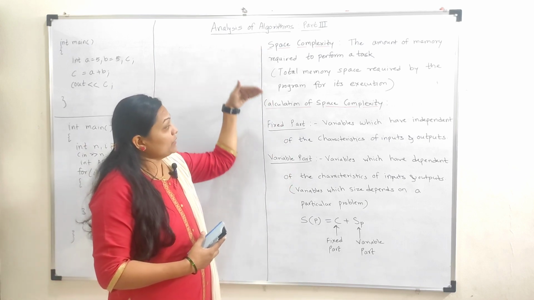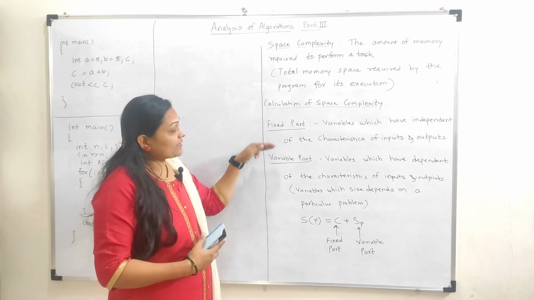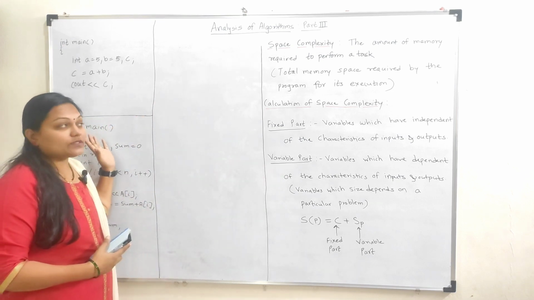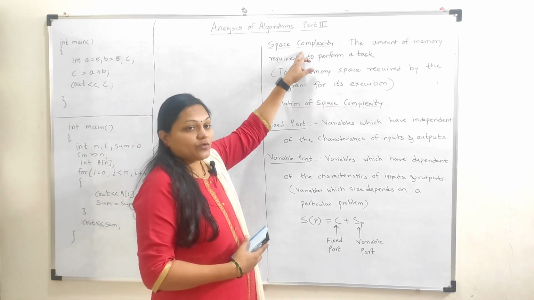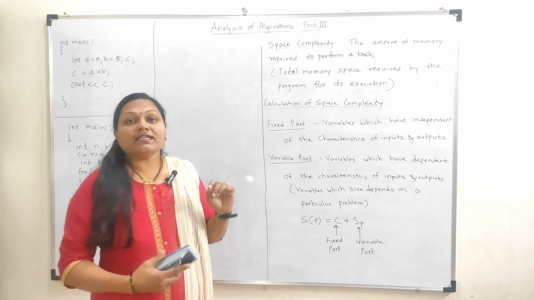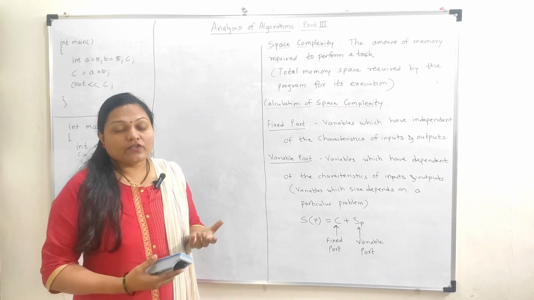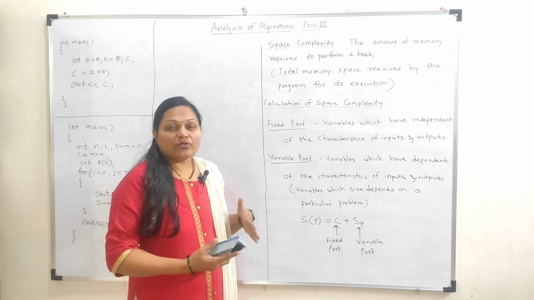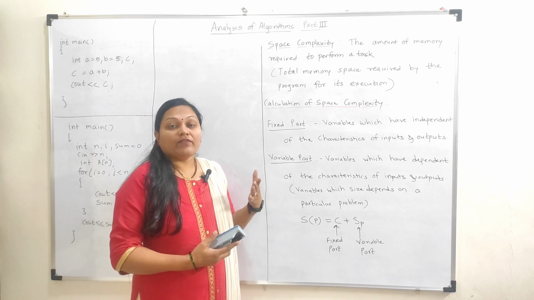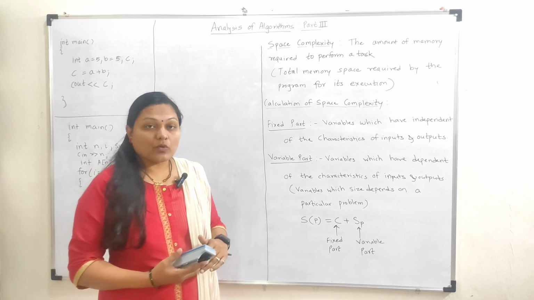Then we'll move towards the calculation of space complexity and which factors we are going to consider for the same, with the help of examples. Now, what is space complexity? The amount of memory required to perform any specific task, that we can say is space complexity. So if you have written any particular algorithm, the amount of memory required to store values in that algorithm, that we can say is space complexity.